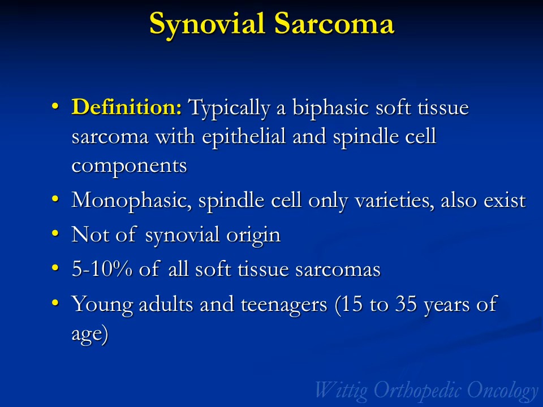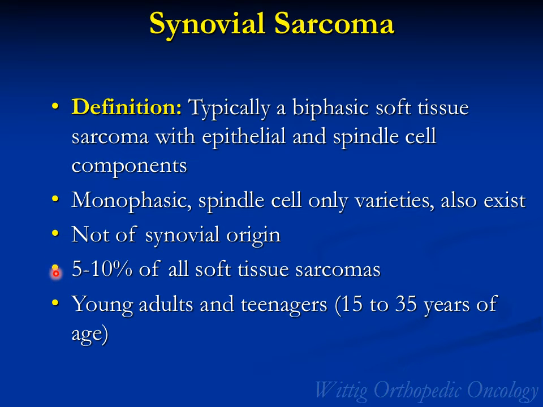Next, we'll turn our attention to talking about synovial sarcoma. Now, synovial sarcoma, remember, does not get its name because it comes from the synovium. It has an appearance histologically as being reminiscent of synovial tissue, given the fact that it usually has two cell types within it. So typically, synovial sarcoma is a biphasic soft tissue sarcoma with epithelial and spindle cell components. There is a monophasic variety in which the spindle cell only exists. It's not of synovial origin.